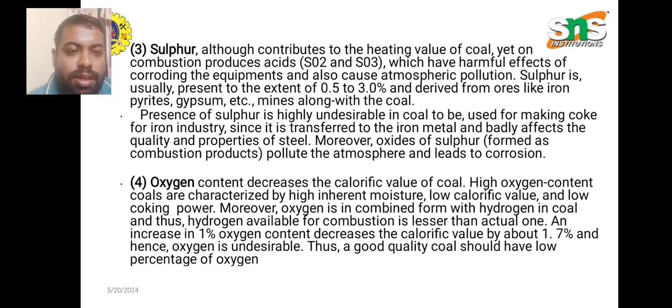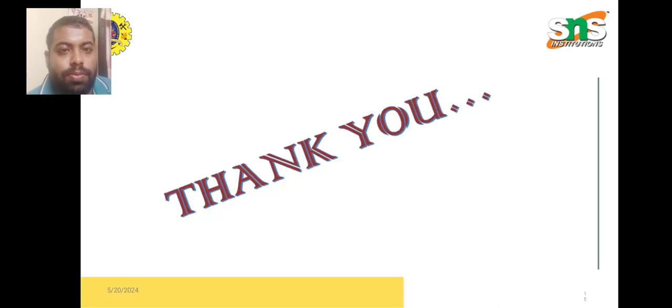Oxygen content decreases the calorific value of coal. Coals with higher oxygen content are characterized by high inherent moisture, low calorific value and low coking power. Moreover, oxygen is in combined form with hydrogen in coal and thus hydrogen available for combustion is lesser than the actual one. An increase in 1% oxygen content decreases the calorific value by about 1.7% and hence oxygen is undesirable. Thus, a good quality coal should have low percentage of oxygen.